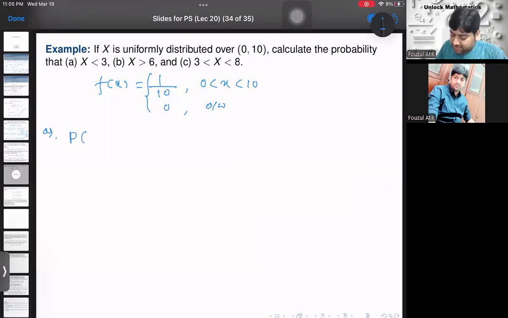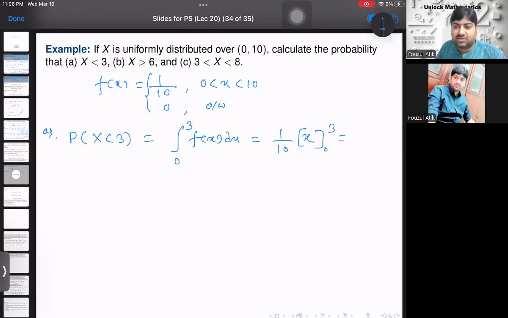So what is the probability that x is less than 3? P of x less than 3 is what? The x value is up to 3, but it starts from 0, so it is the integral from 0 to 3 of f of x dx. The f of x value is always 1 by 10, so I'm taking 1 by 10 out, and the integral from 0 to 3 of dx is x over 0 to 3. So it is 3 by 10.